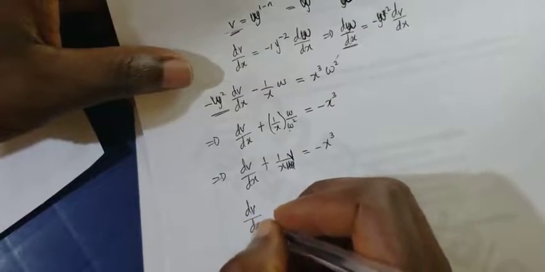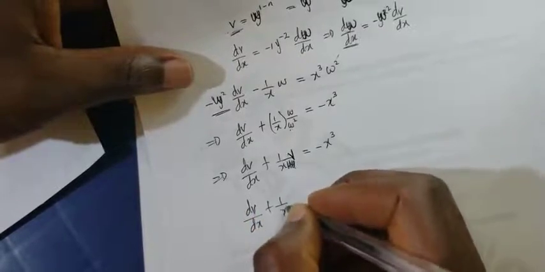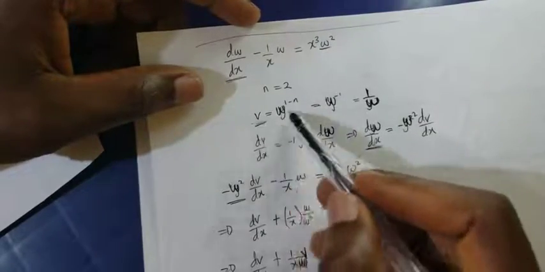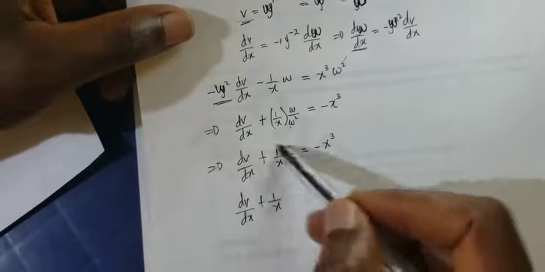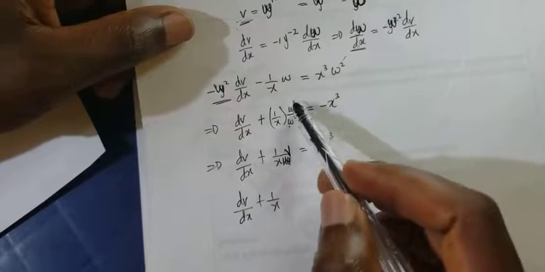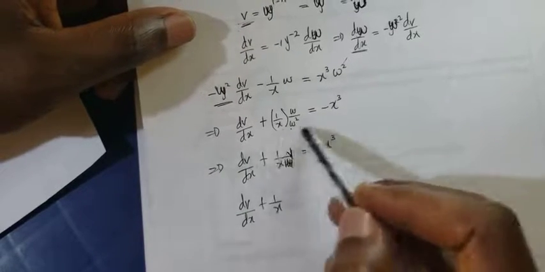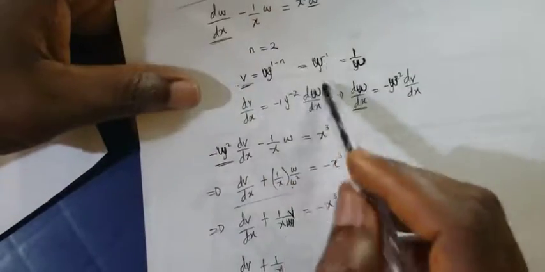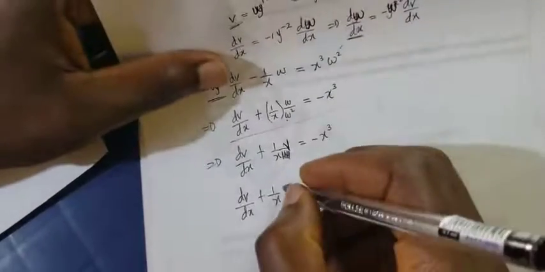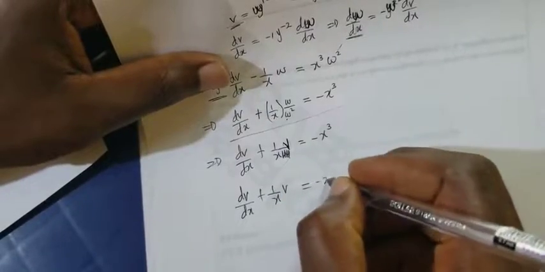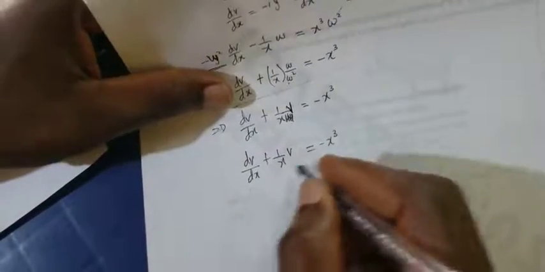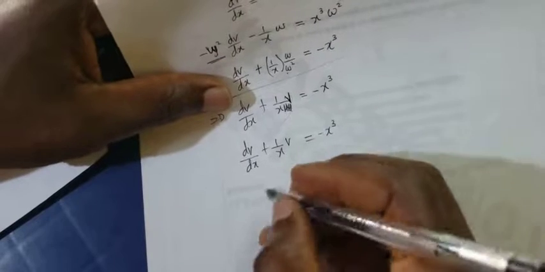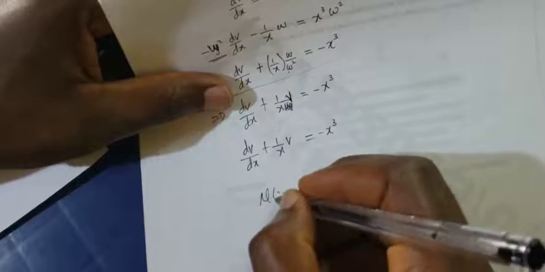This is dv/dx plus 1 over x. We are eliminating w, we are substituting v. If we want to replace w with v, at the end of the day we're going to have an equation that doesn't carry w. So whenever you're doing this, do always clear off w if you have used the proper substitutions, okay? So this is going to be v is equal to minus x to the power 3. So this is now a linear first order equation.